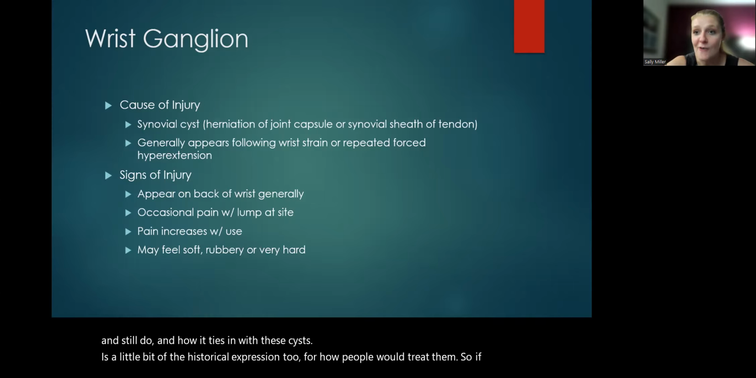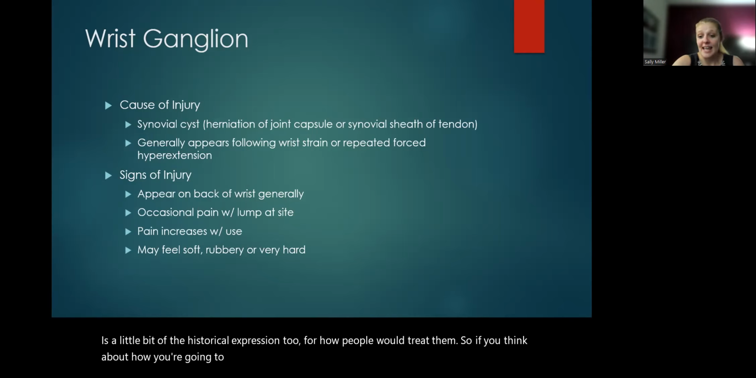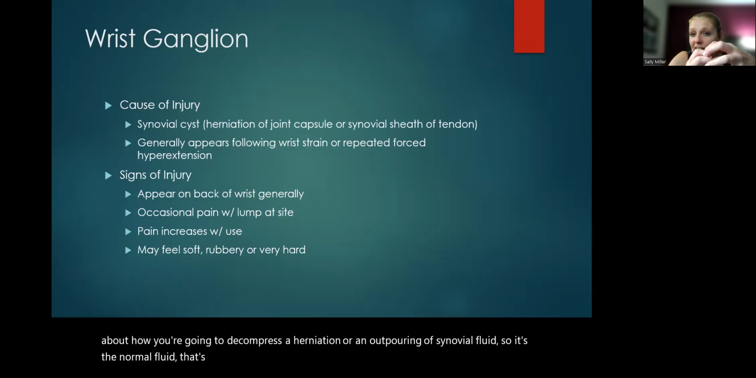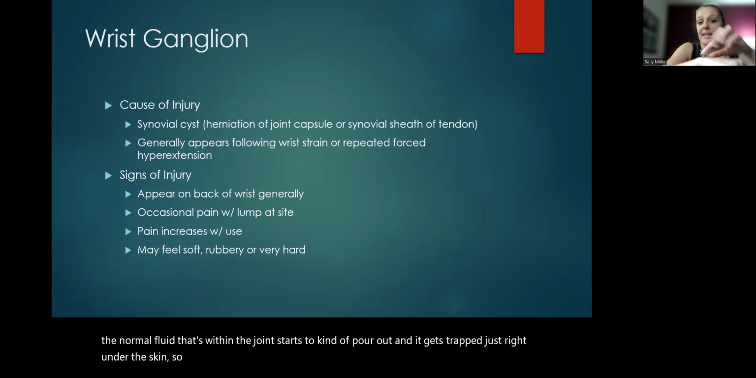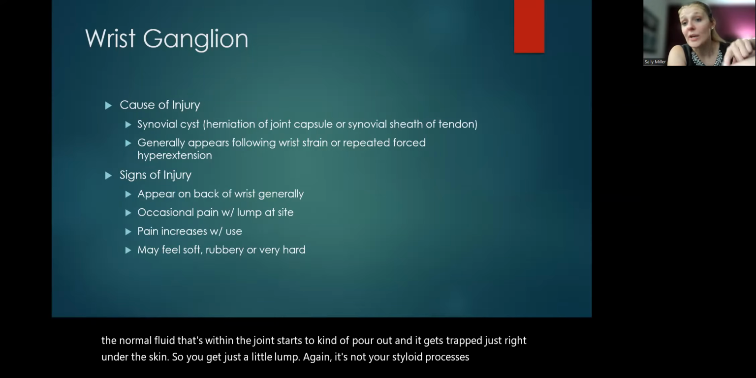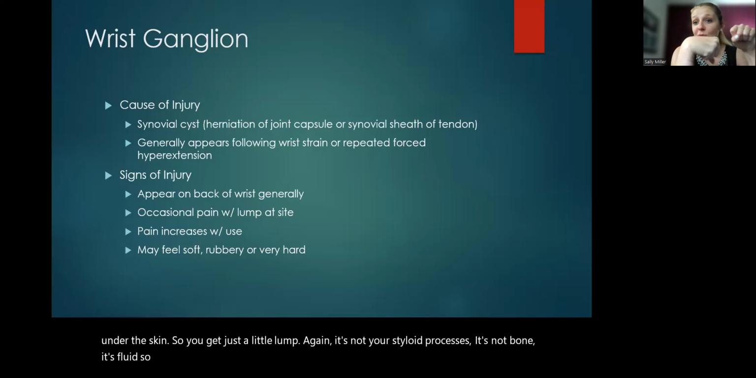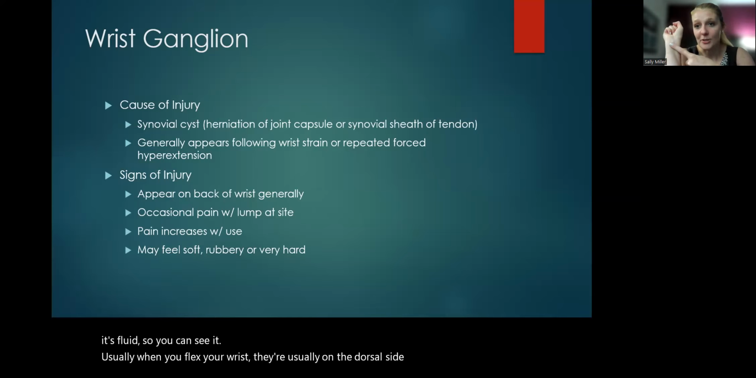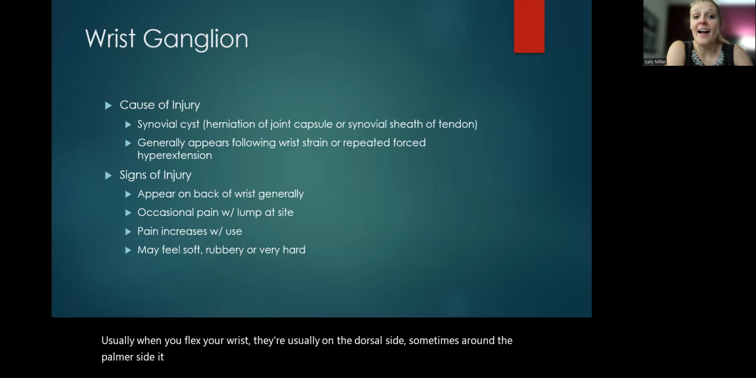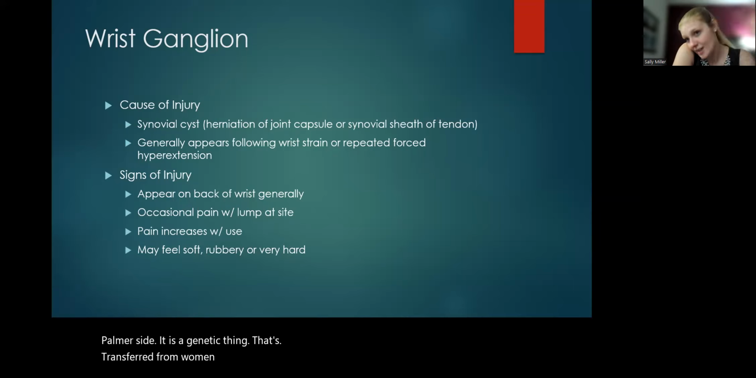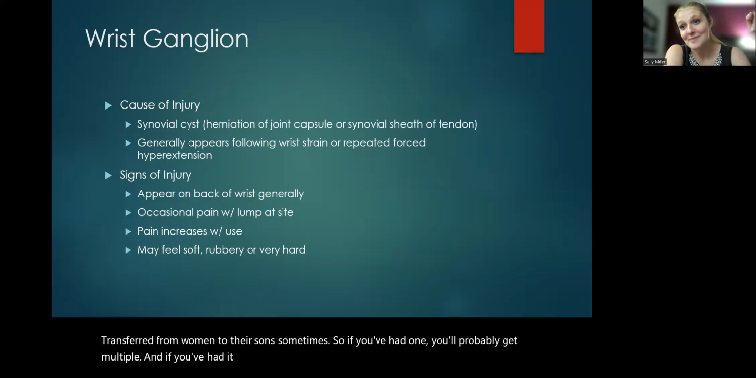So think about how you're going to decompress a herniation or an outpouring of synovial fluid, the normal fluid within the joint. It starts to pour out, and it gets trapped just under the skin, so you get just a little lump. Again, it's not your styloid processes, it's not bone, it's fluid. You can see it usually when you flex your wrist. They're usually on the dorsal side, sometimes on the palmar side. It is a genetic thing that's transferred from women to their sons sometimes. So if you've had one, you'll probably get multiple. And if you've had them, your mom probably has them too.